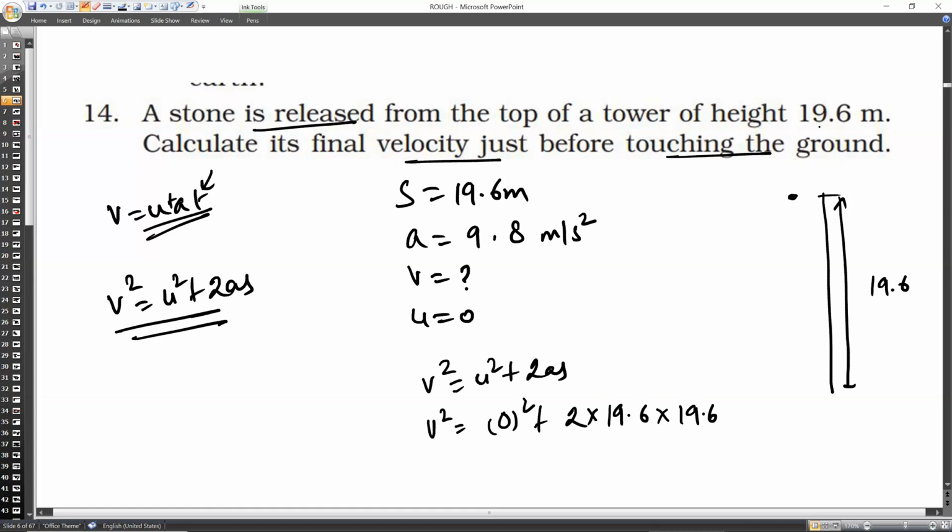Okay. No, no. A is 9.8, not 19.6. A is 9.8 and this is 19.6. Now what are the students going to do? They keep on multiplying this one and this one.